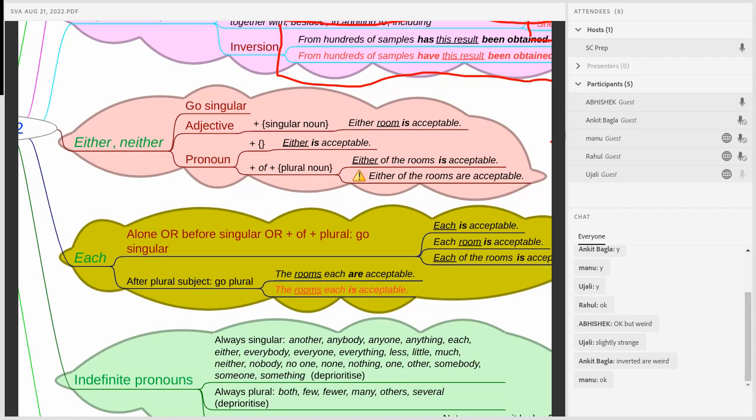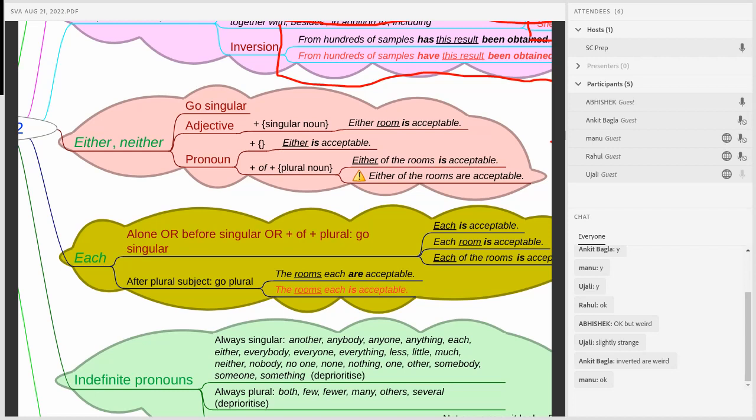Sir, the verb will go with the nearest noun, मतलब or. I'm sorry, the verb will go with the nearest or? मतलब verb will go with or. मतलब the noun after or.